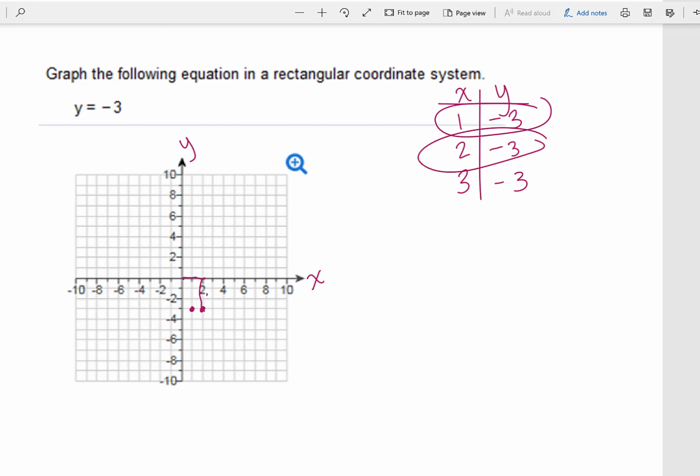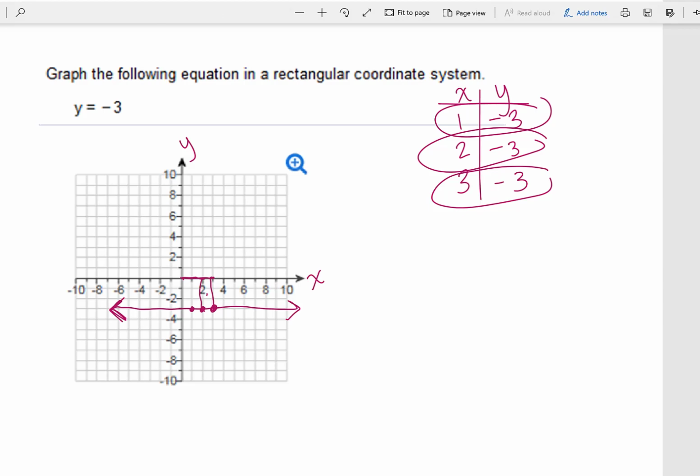And then I always do a third one. Again, it's only going to let you graph in my math lab 2 points, but I always like to say, okay, if I was able to graph that third point, would it be on the line I created? So starting from the origin, 3 to the right, and then -3, so 3 down. And look at what line that creates.